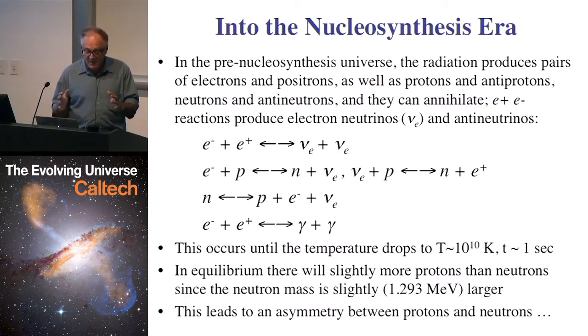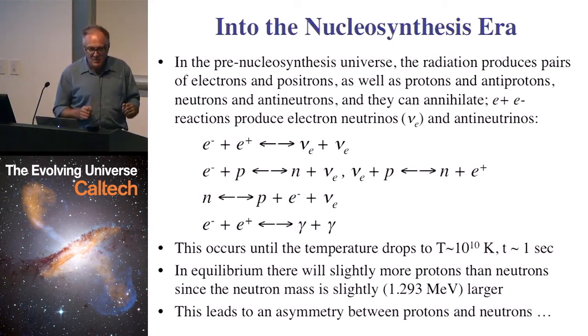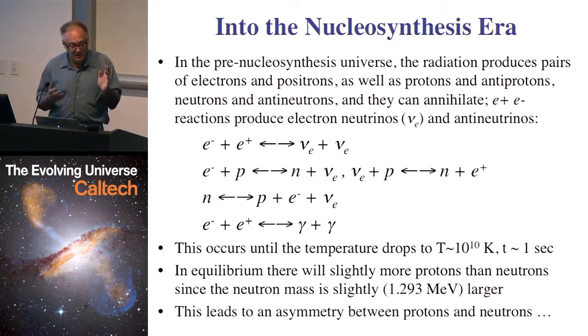As the universe expands, it gets cooler. By the time it gets to 10 billion degrees Kelvin, roughly 1 second, the whole thing pretty much freezes. Now, there is a difference in the number of protons and neutrons because they have slightly different mass. And because they have slightly different mass, there's going to be a slight difference in their thermodynamical distribution. And so when this is over, you're going to have a certain ratio of the number of protons and neutrons, and that ratio is telling you how much helium you're going to make.